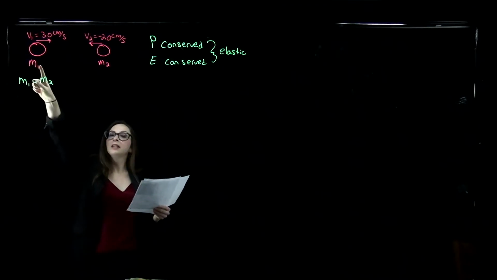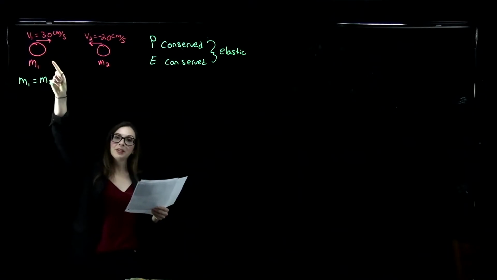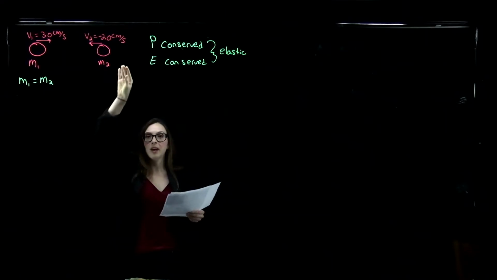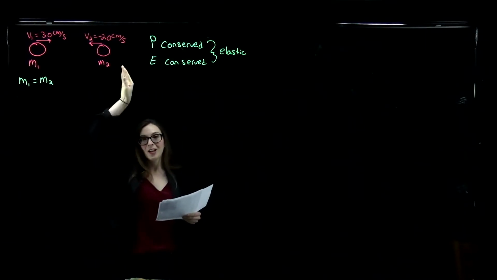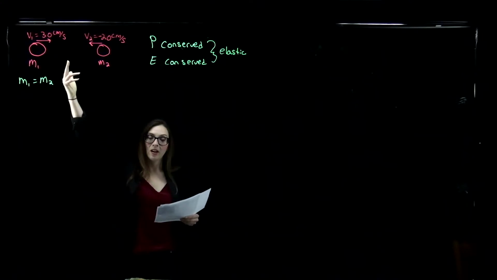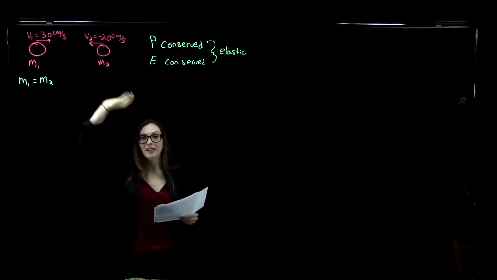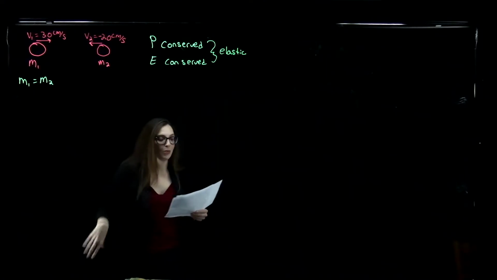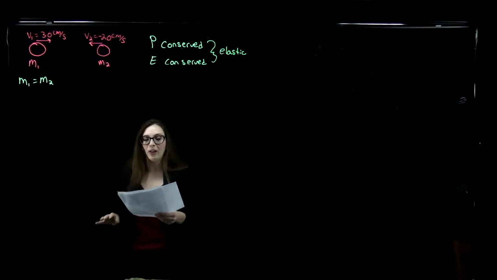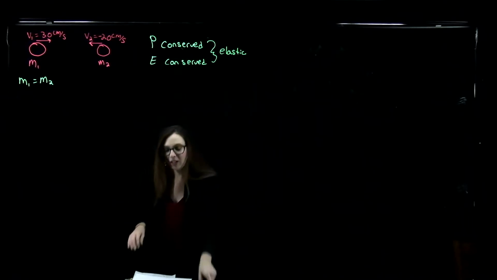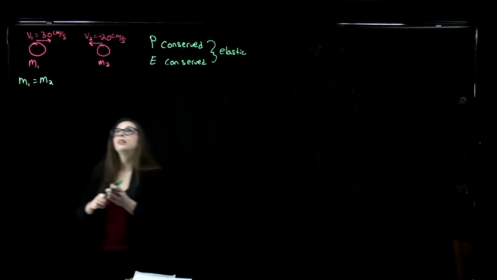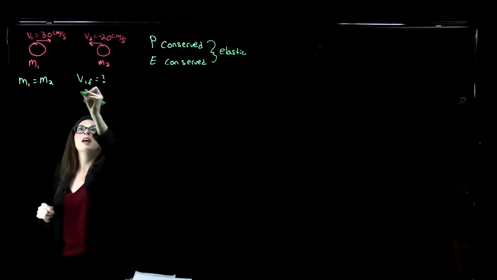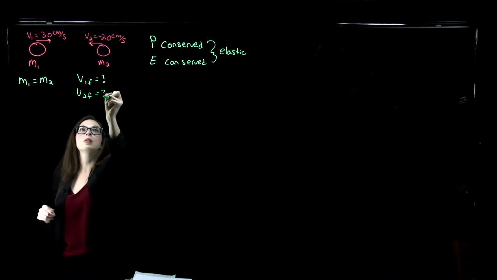The initial velocity of one of these balls is 30 centimeters per second. The initial velocity of the other one is minus 20 centimeters per second. So that means that one is coming in the other direction toward the first mass, and they're going to collide, and then they're going to bounce off from each other. Momentum will be conserved and energy will be conserved. And so we want to figure out what is the velocity of each of these balls after the collision. So V1 final equals question mark and V2 final equals question mark.